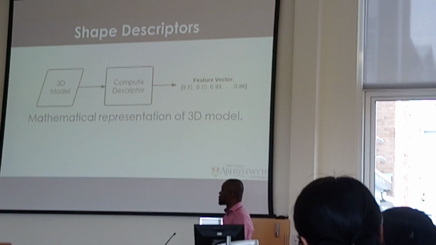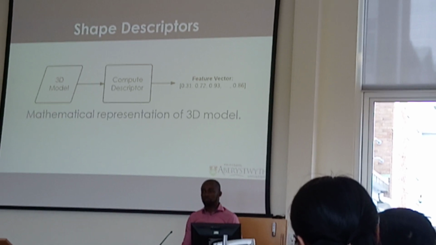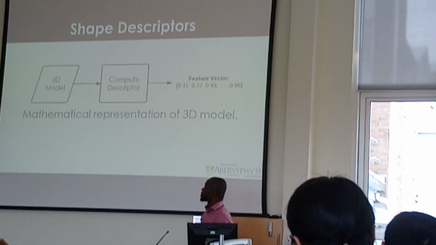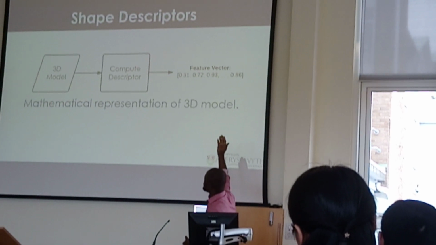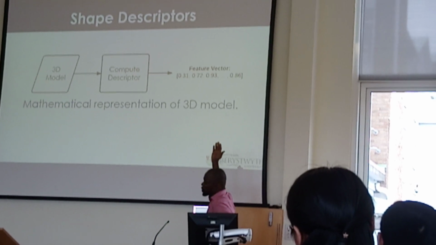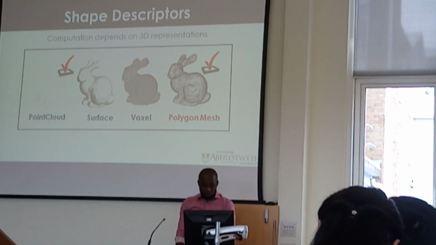But then what is this shape descriptor? It is nothing else but a mathematical representation of our 3D model. So we should be able to compute this shape descriptor, in other words, what we call feature vectors, for every model in the database. So this is what we match to bring out similarity.